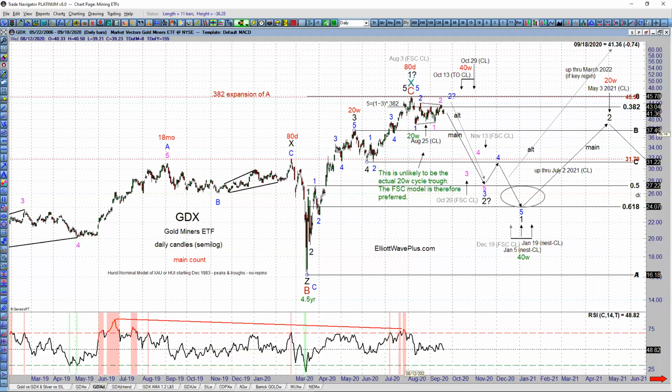Well, what if it was here? Or what if it was here? Then the upward juice out of the 20-week cycle trough will have already petered out to some degree, possibly. So that's why I'm trusting the FSC program more.